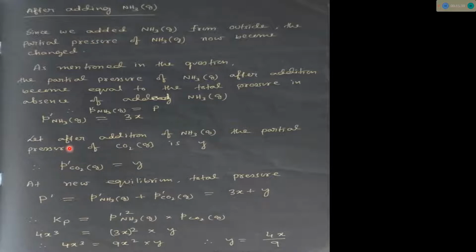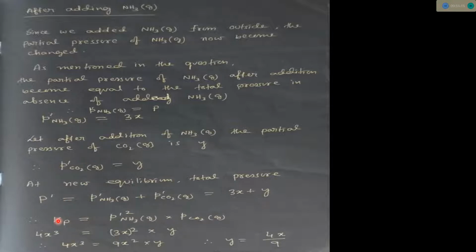Now they are not mentioning any data about the CO2 gas, so we have to consider the new partial pressure of CO2 gas as Y. So we assume the new partial pressure of CO2 gas after adding NH3 gas in that reaction container is Y. At the new equilibrium, the total pressure is the new partial pressure of NH3 gas plus the new partial pressure of CO2 gas. The new partial pressure of NH3 gas is 3x, which we calculated here, and the new partial pressure of CO2 gas is equal to Y. So this is the new total pressure at the new equilibrium, after adding NH3 gas from outside.